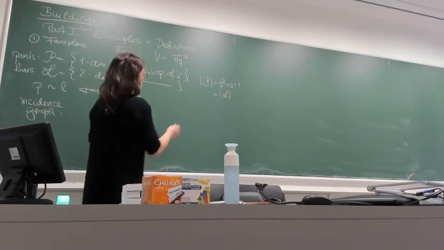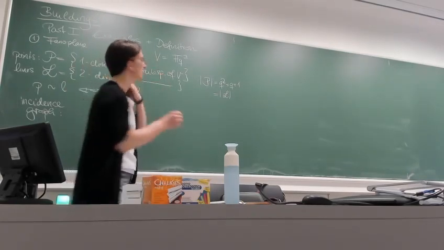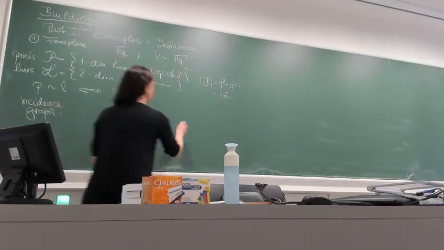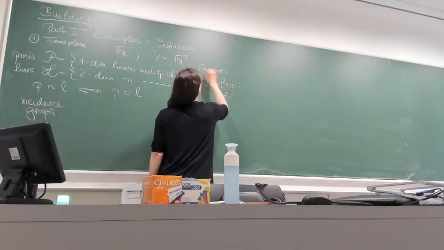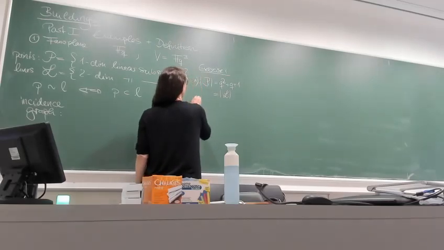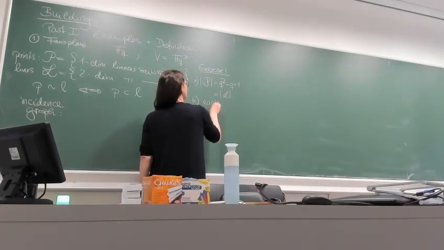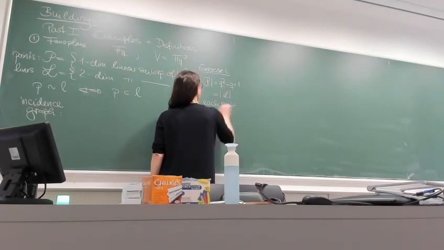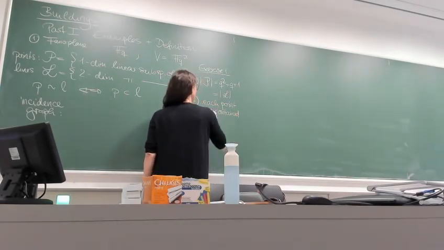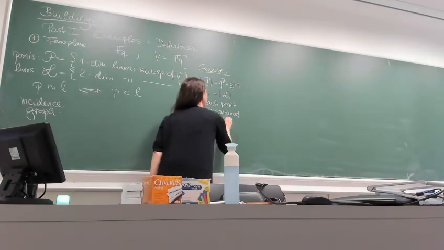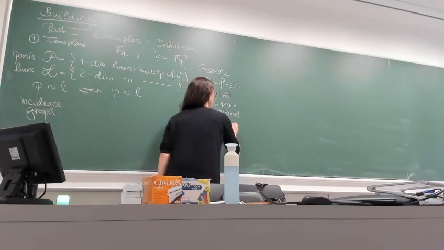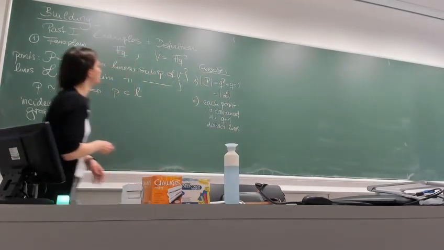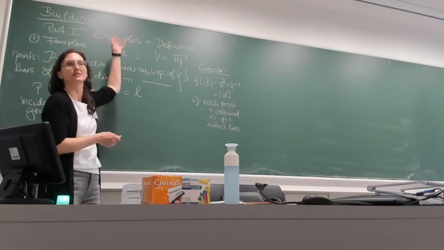And then each point, let's put this as an exercise. Exercise 1. First prove this, and then prove that each point is contained in q plus 1 distinct lines. This is just counting how many vectors you can actually write down in a finite field, right?